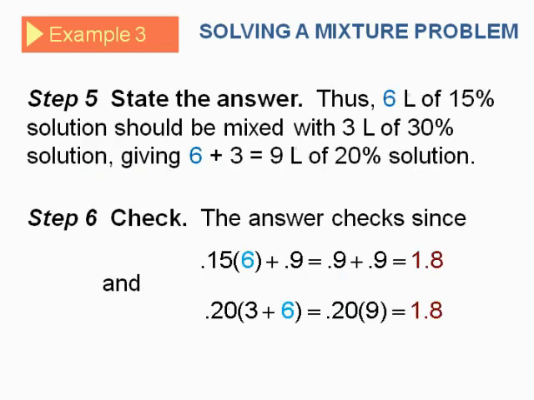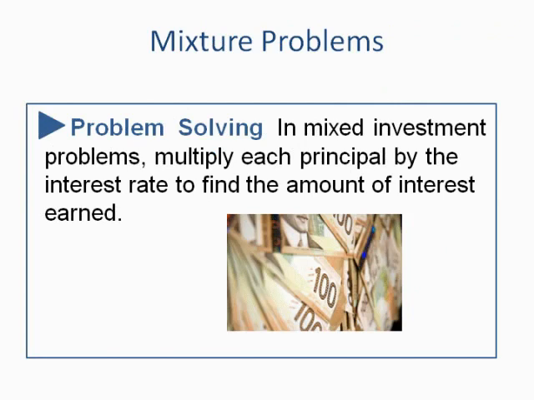Thus, 6 liters of 15% solution should be mixed with 3 liters of 30% solution, giving 6 plus 3 or 9 liters of 20% solution. So this answer will check. If you look down here, it'll say 0.15 times 6 plus 0.9 will come out to be 1.8, as will 0.2 times 3 plus 6. So if you look at these questions carefully, they will check.